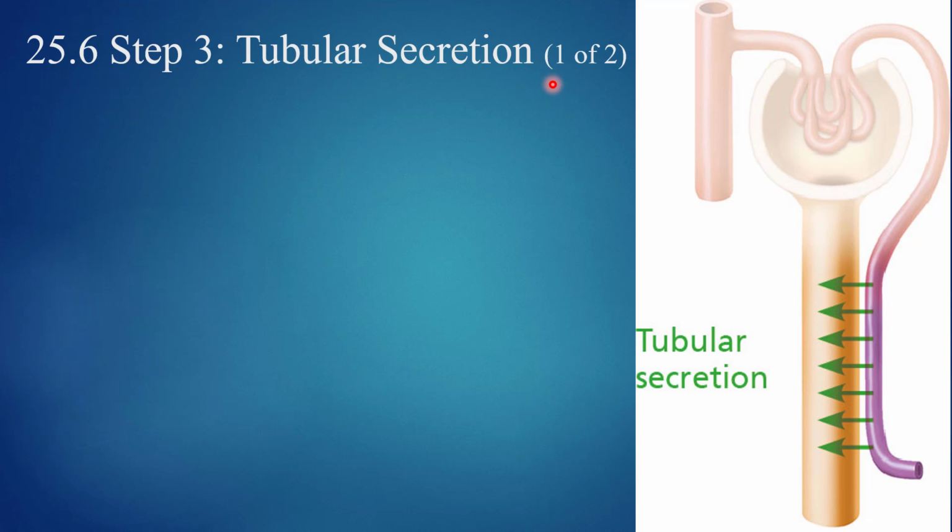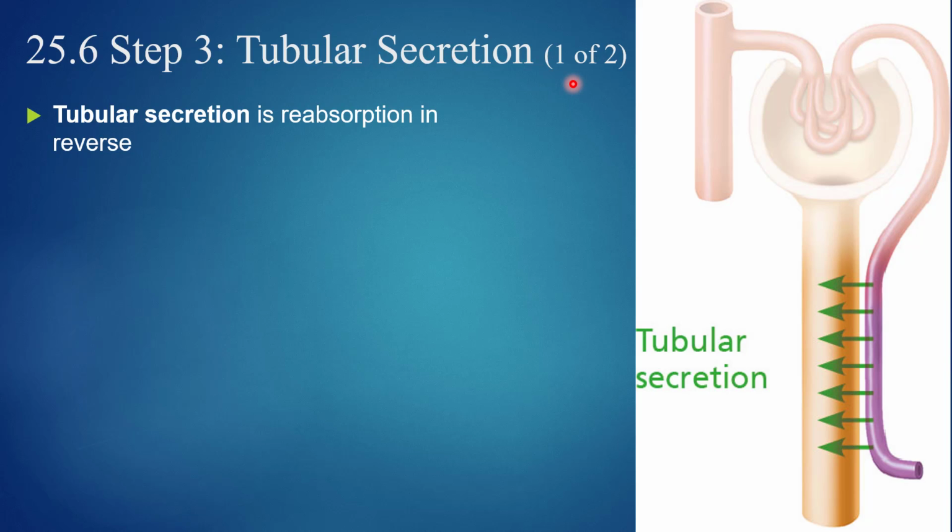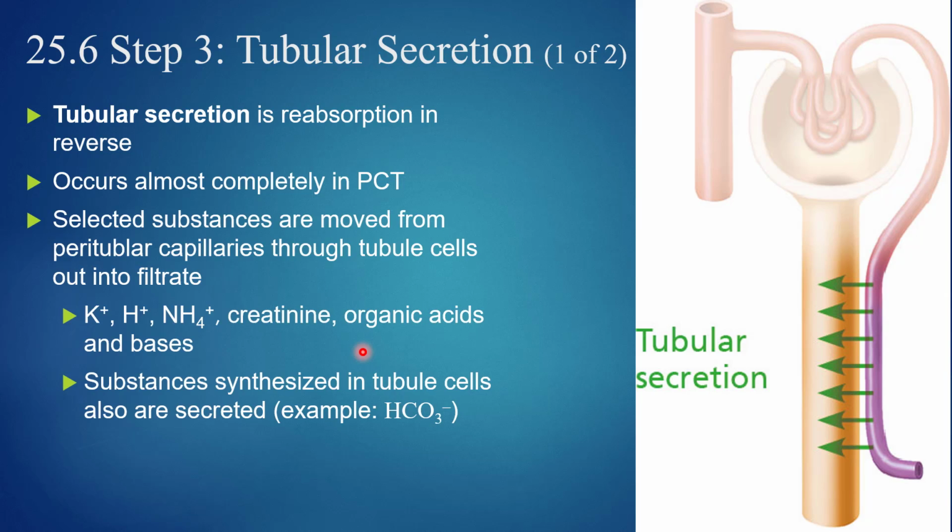Now, the third function of the kidney is your tubular secretion. Tubular secretion is reabsorption in reverse. So whereas your reabsorption is where your filtrate now gets to be brought back into the blood because you pretty much have filtered too much, what if there's actually a few things in the blood that need to be moved back into and be secreted into the urine? That happens during the secretion process. And it occurs almost completely in the proximal convoluted tubule.